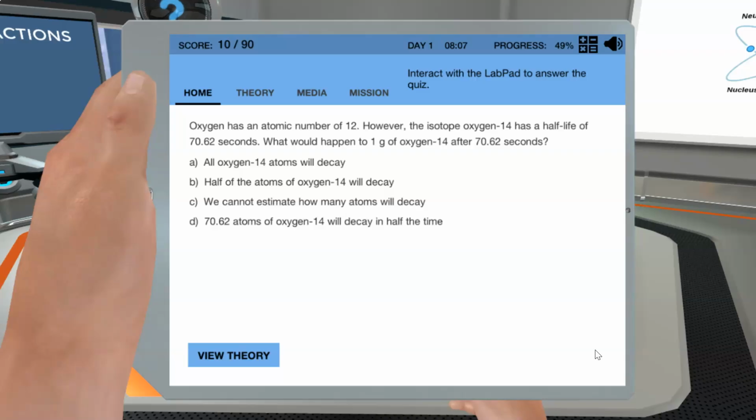Oxygen has an atomic number of 12. However, the isotope oxygen-14 has a half-life of 70.62 seconds. What would happen to 1 gram of oxygen-14 after 70.62 seconds?